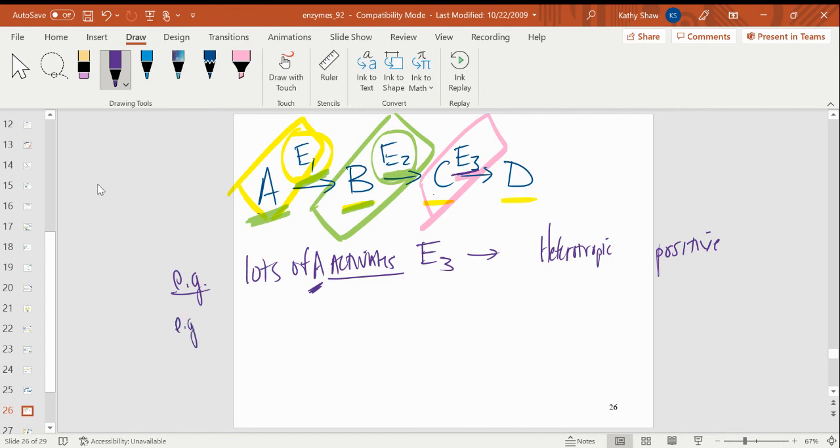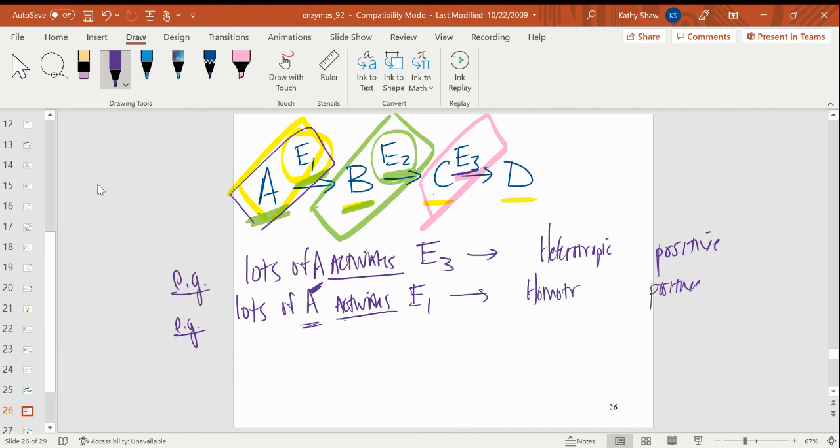Let's do it another way. Lots of A activates E1. So now what? Activates, that's my positive. Is A the substrate of E1? Yes. So now homotropic.